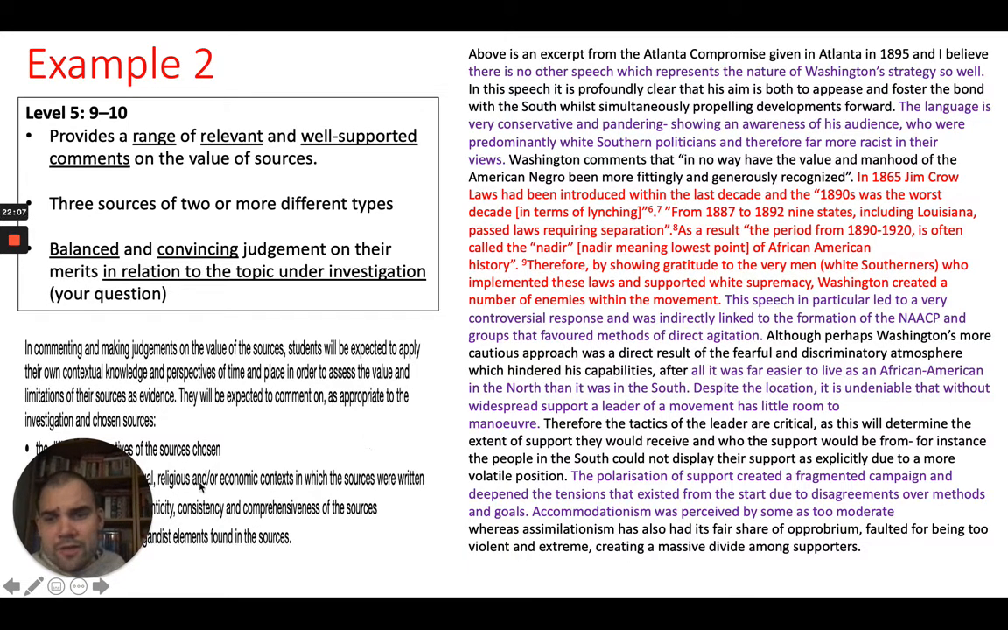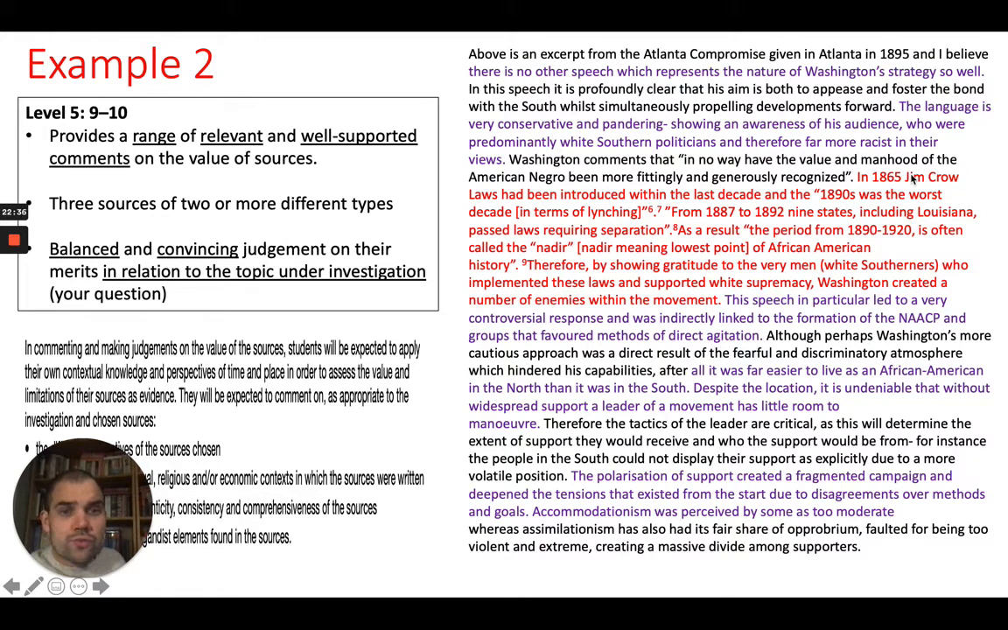So she is thinking very carefully here about the political and religious context in which this source was produced. Okay, so this is Washington speaking to an audience of white conservatives, trying to win them over to a kind of accommodationist, separatist system that Washington was promoting at the time. Washington comments that in no way had the value and manhood of the American Negro been more fittingly and generously recognised. So she's sort of pulling out a bit of his speech.